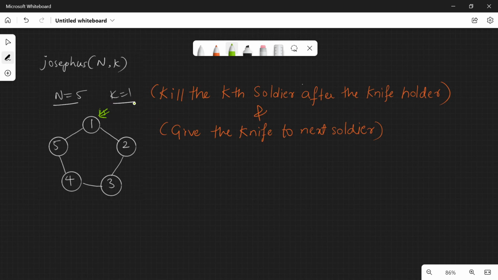We are given k is equal to 1. Let's assume k is equal to 1. So this guy will kill the first person after him, so the second soldier will be killed. The knife will be passed to the next soldier after the second soldier. So now the knife will be with 3.